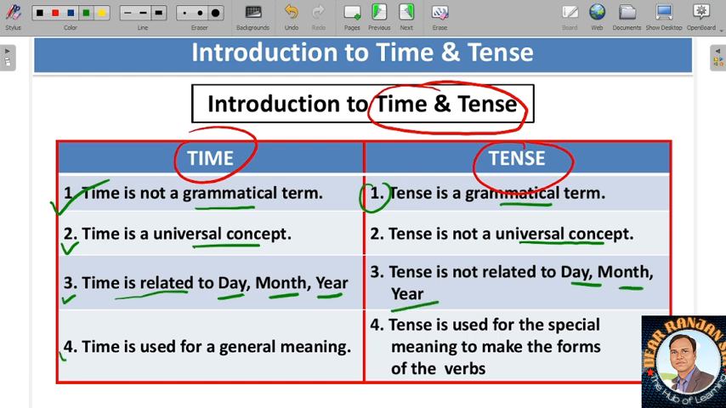Fourth one, time is used for general meaning, whereas tense is used for special meaning to make the forms of the verb. Just note this one, the fourth one. Tense is used for the special meaning to make the forms of the verb. So when we say the forms of the verb, you must be aware of this. If not, let's see.